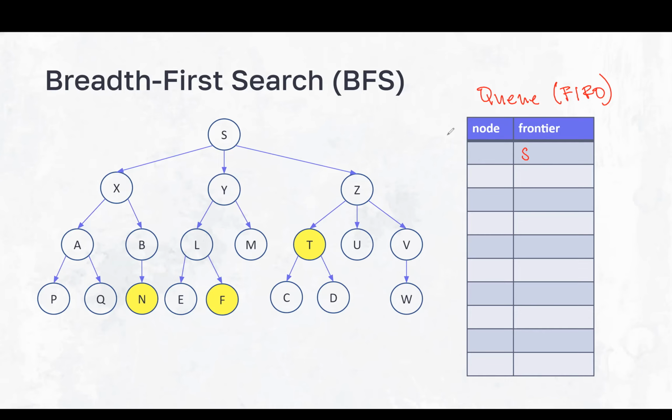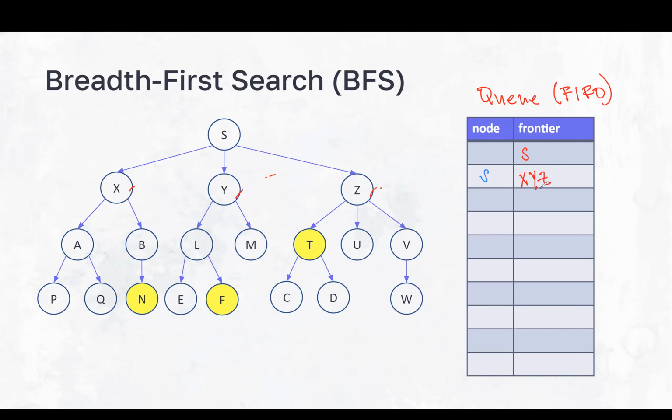So again, we'll start with S, and then let's check the adjacent nodes to S, which are X, Y, and Z. These nodes will be inserted to our frontier once we call S. So S will be removed from the frontier. Let's change color. S will be called, and all adjacent nodes will be inserted to our frontier. I'll be using the left to right approach, so I'll insert first X, followed by Y, then followed by Z.